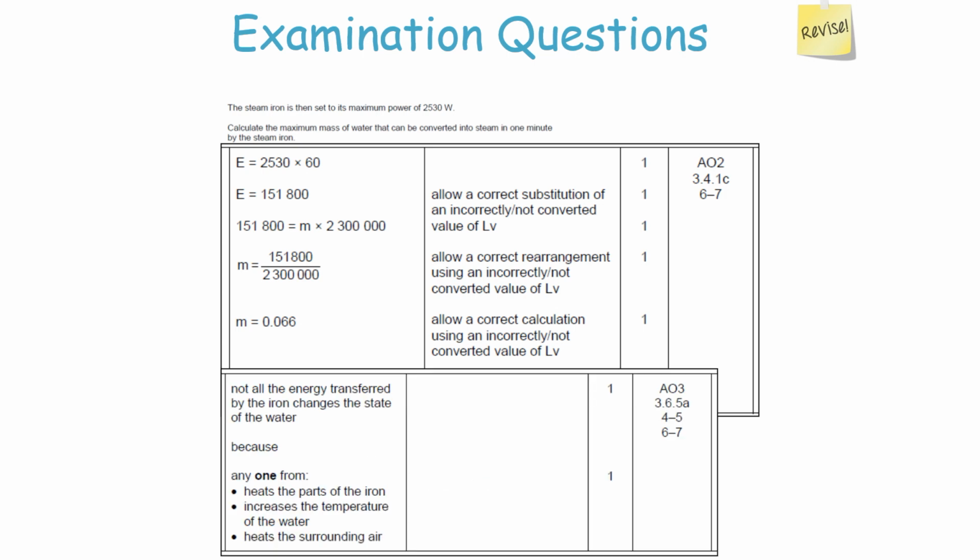Well, it's the point that we're assuming all of the energy is transferring from the iron to the water, but as we know, in every energy transfer there's always some energy dissipated to the internal energy of the surroundings. So it could heat up either the iron, it could heat up the temperature of the water, or it could heat up the surrounding air.